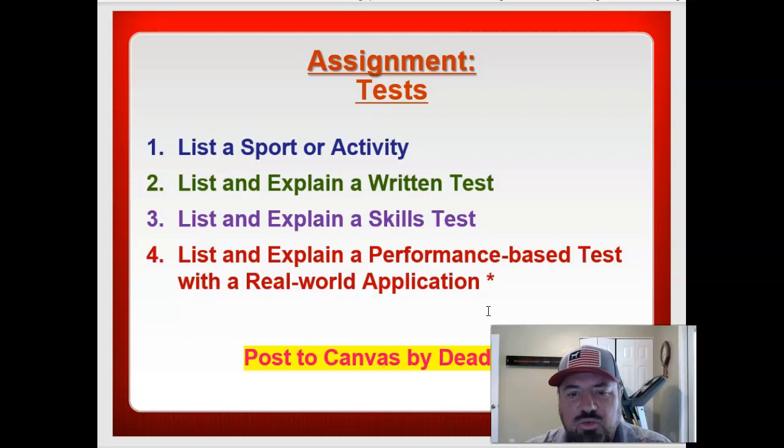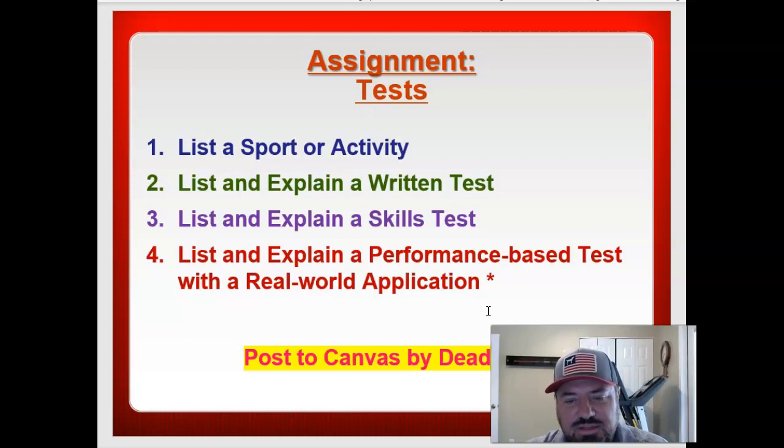All right. So what I want you to do, list your sport or activity. That's pretty simple. That can be a part of a sentence, just a statement. And then number 2, you would explain a written test. I would provide a 10-question, multiple choice, true, false, and short answer test on the rules of what your number 1 is. All right. So don't use my exact example.